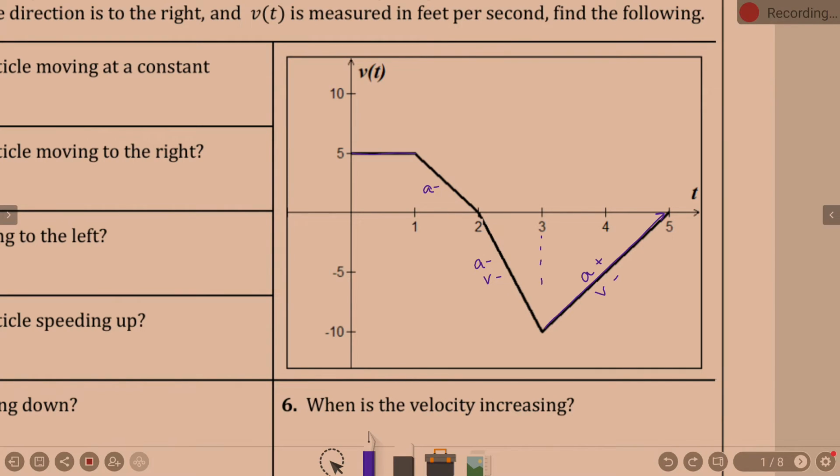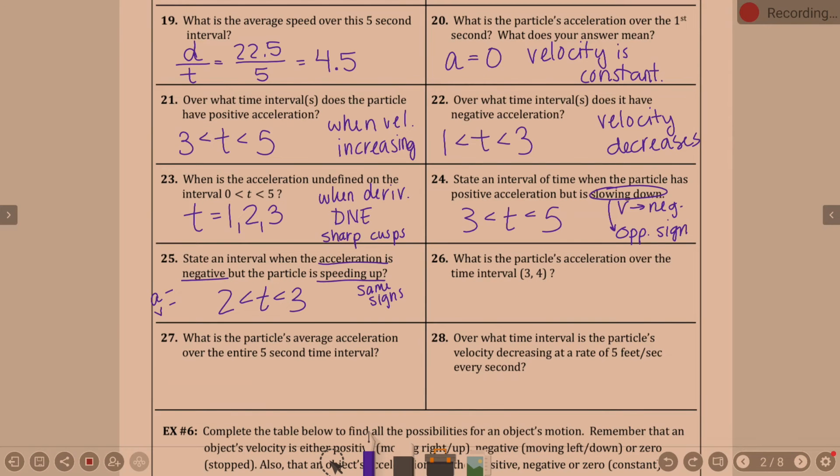So here's my interval from 3 to 4. What do I need to find for acceleration? It's a velocity graph, so slope. What do we know about the slope here? Rise over run. We're going to rise how many? 5. We're going to run how many? 1. So 5 over 1 is going to be 5.